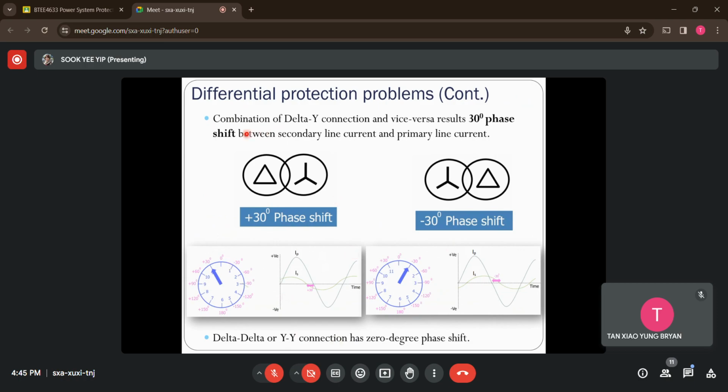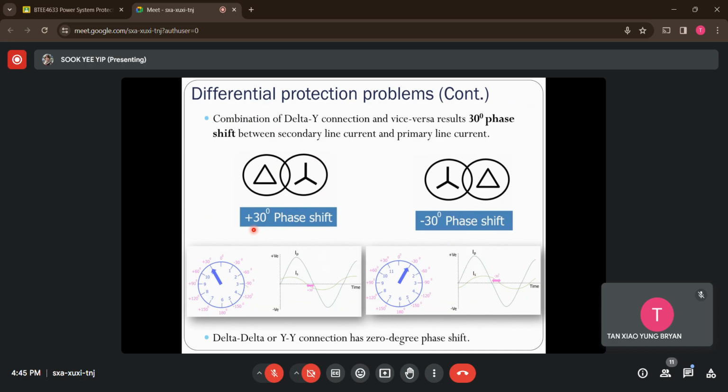In the event that I have combinations of delta-Y or Y-delta connections, as mentioned, there is always a 30-degree phase shift between the secondary currents and the primary line currents. So what happens if I have delta-Y connections? We are expecting a 30-degree positive phase shift.